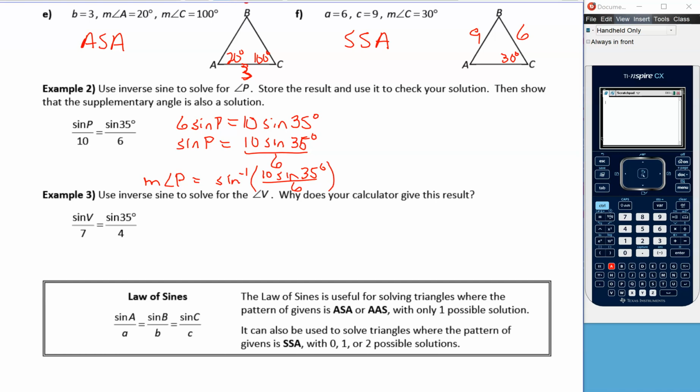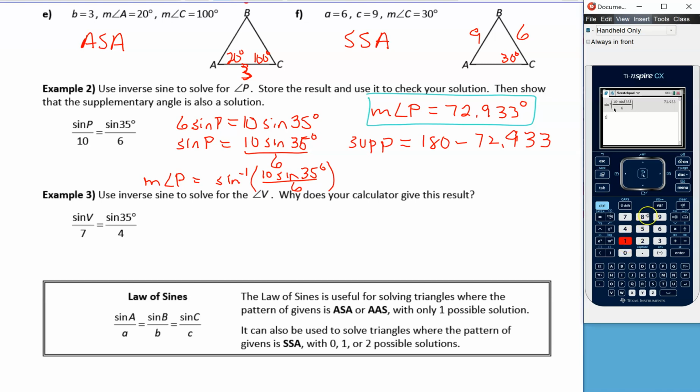So now we're ready to put this in the calculator. Remember to use the sine inverse, and then inside the parentheses use control divide to get a fraction template. And this will give us 72.933. This is an approximate answer, but we'll use equal because it's accurate to 3 decimal places. And then we're going to show that the supplementary angle is also a solution. The supplement can be found by subtracting 180 minus that answer.